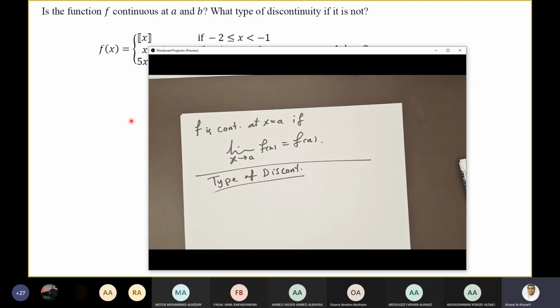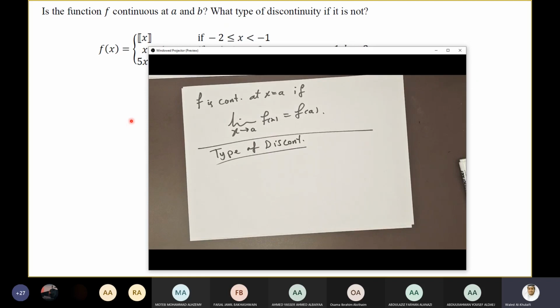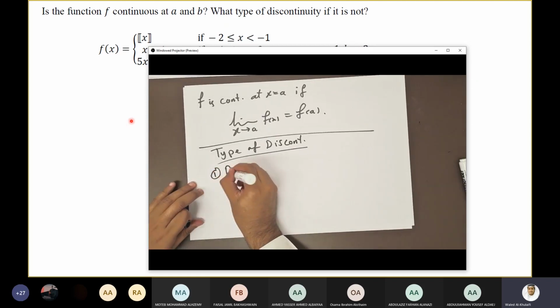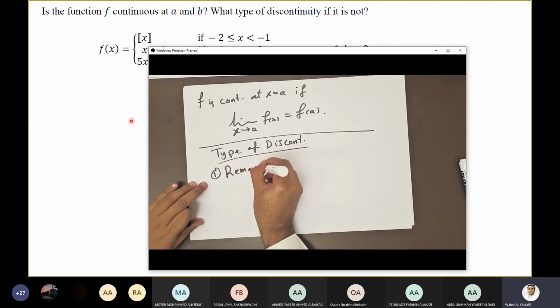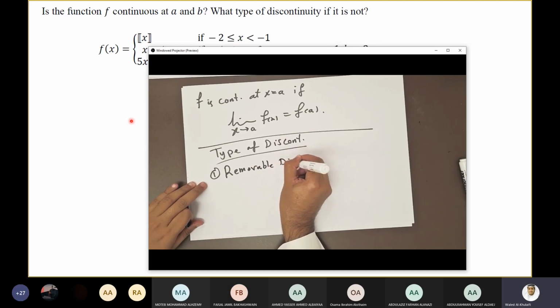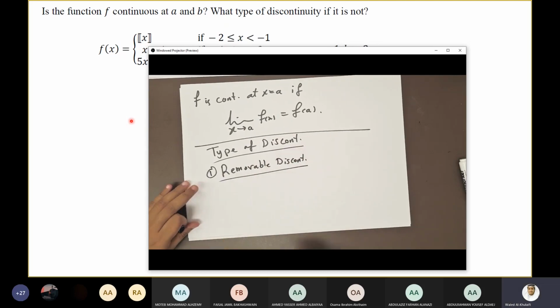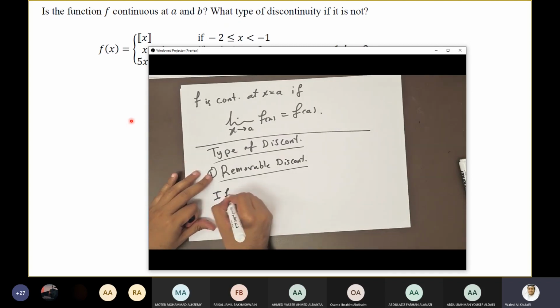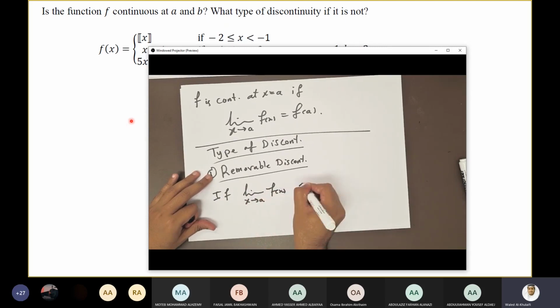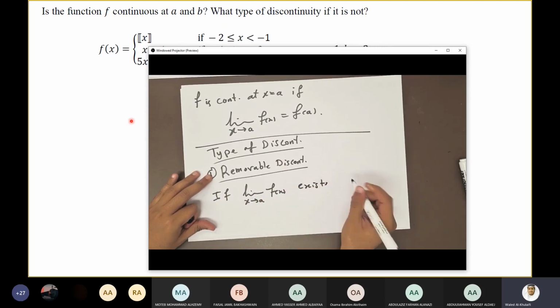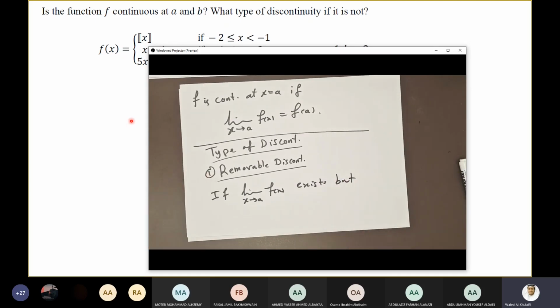Okay, we have actually three types of discontinuities. Number one, we have what we call removable discontinuity. We say the function has a removable discontinuity at a if the limit as x approaches a of f of x exists, but it's not defined.